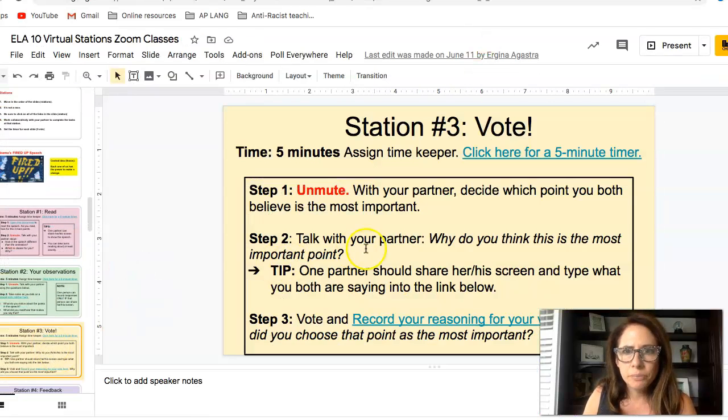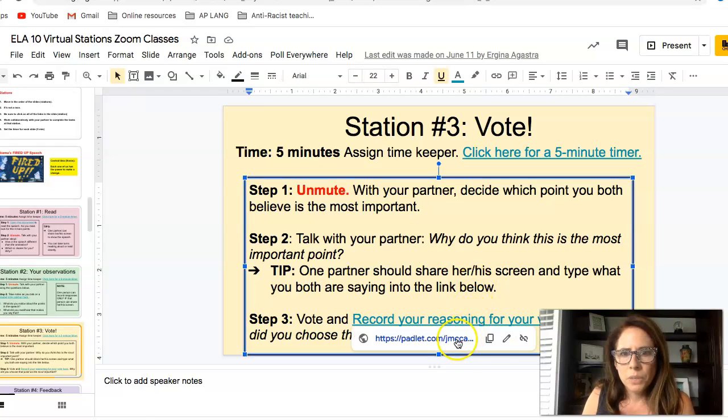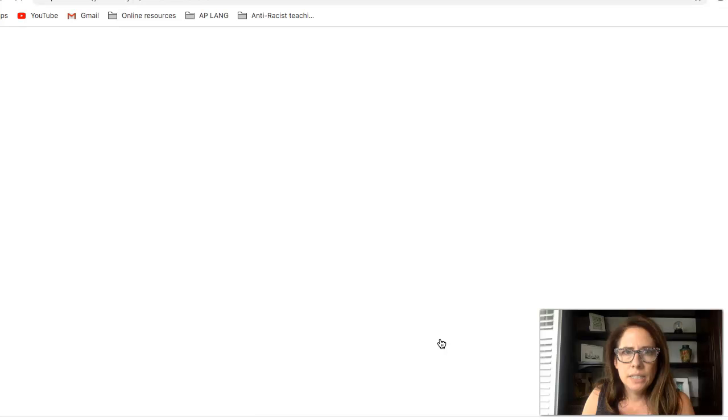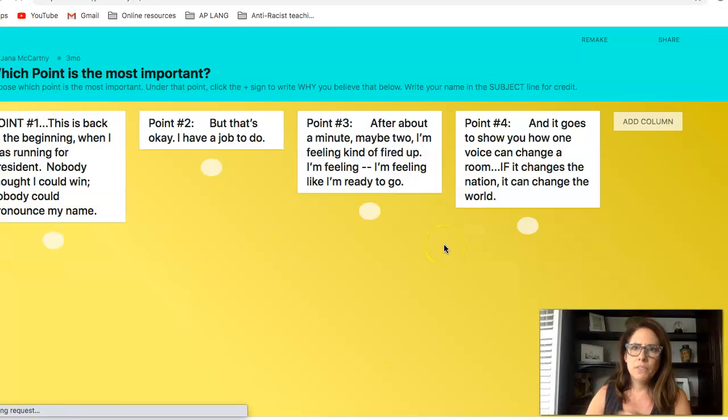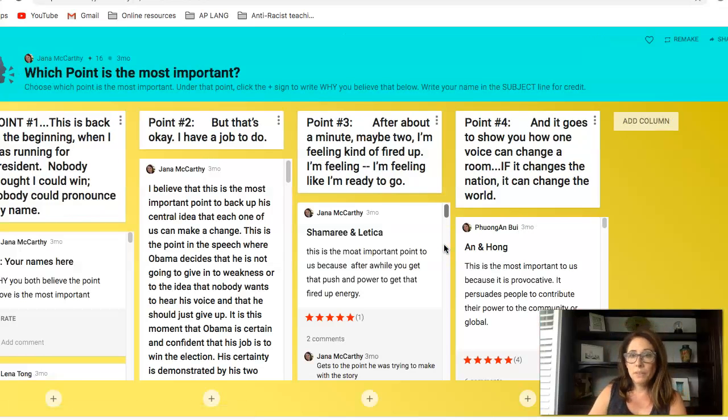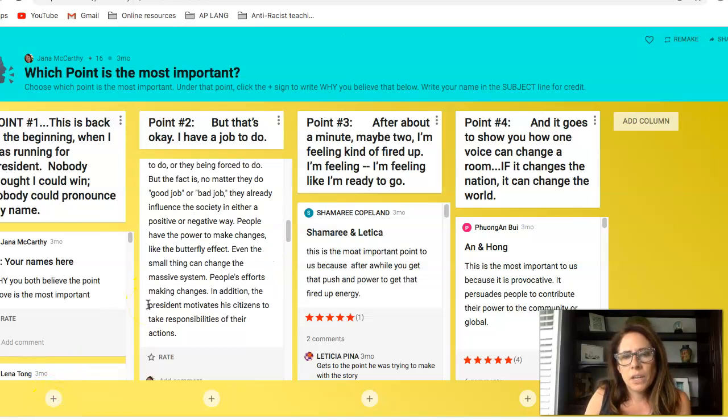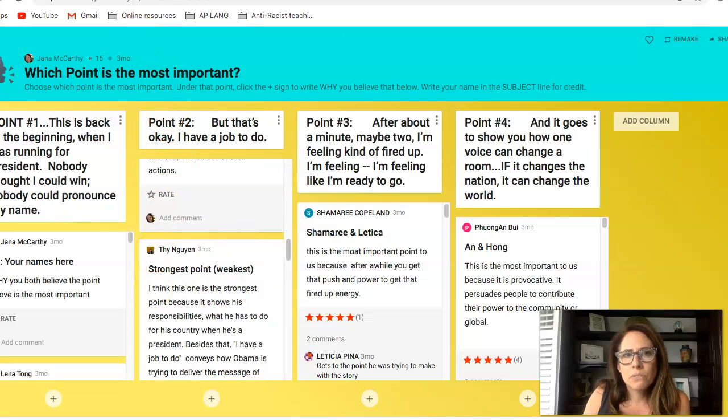The next station would be to vote. So again, the 5-minute timer, again, the unmute. They're talking with the partner. Again, I give the tip: one person share the screen. So we're going to vote. I didn't give them any preview of what Padlet is or how to use it. I visited each group to make sure that they understood, but they entered into this with the task of voting.